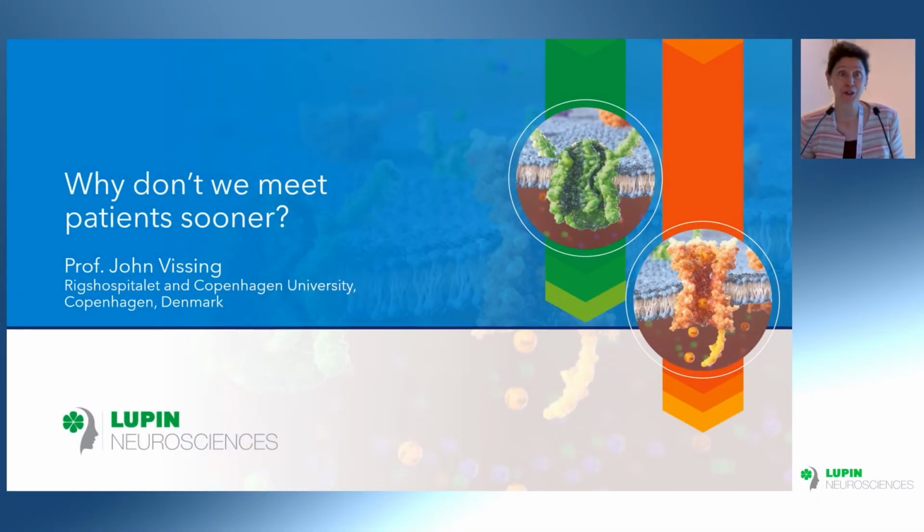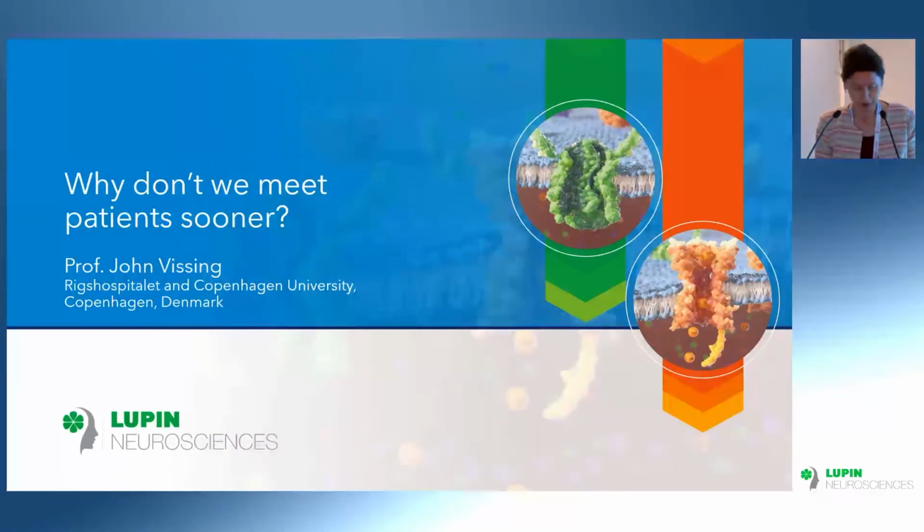Thank you very much, Dr. Bastet, for this very nice overview of these diseases. And now it's my pleasure to introduce Professor John Vissing as our next speaker. He's the director of the Copenhagen Neuromuscular Center in Denmark. Professor Vissing's main research interests are the treatment and pathophysiology of metabolic myopathies, myasthenia gravis, and channelopathies. Please, Professor Vissing.